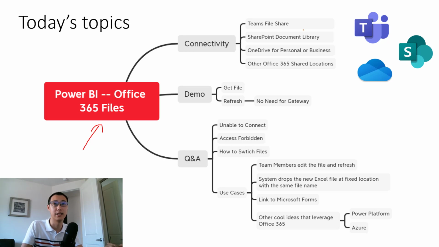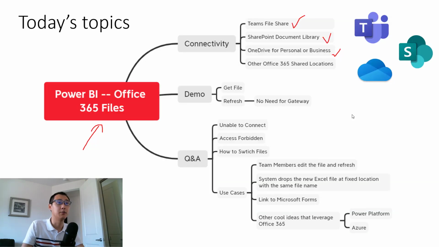Some of the common examples that we use today is team file share, no matter it is in a conversation or in the file share workspace. And the classic example is in your SharePoint document library. You upload that into the library and people can read that. And then it is the OneDrive for your personal or for the business. It is the same. And some other Office 365 shared locations, something like your file attachment, or you upload the file on Yammer conversation, it is the same.